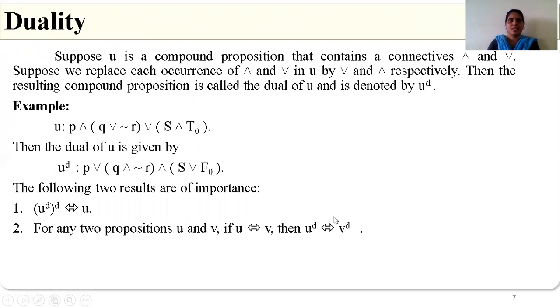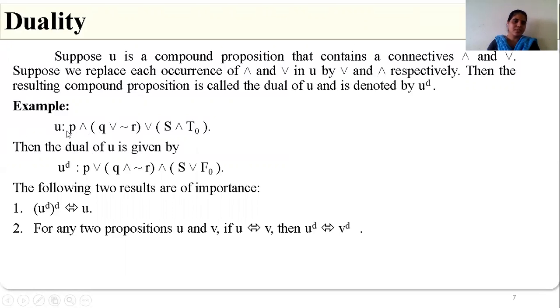Next is duality. Duality means if you have a compound proposition U that contains connectives like conjunction and disjunction, suppose we replace the occurrences of conjunction with disjunction and disjunction with conjunction in U, then the resulting compound proposition is called the dual of U and it is denoted by U raised to D.